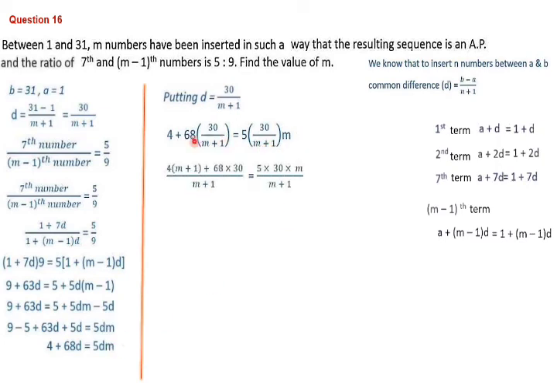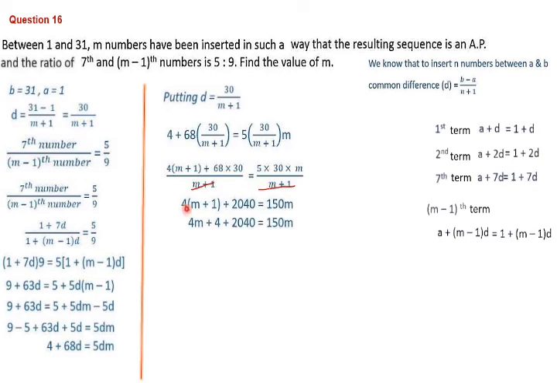Then with m plus 1 as common denominator, if you take this and multiply here, 4 into (m plus 1) plus 68 into 30, divided by m plus 1, equal to 5 into 30 into m divided by m plus 1. The common denominator m plus 1 we can cancel from both sides. Then we get 4 into (m plus 1) plus 68 into 30. 68 into 3 is 204, so 2040, equal to 5 into 30, which is 150 into m.